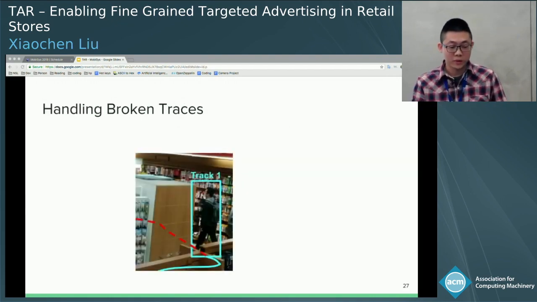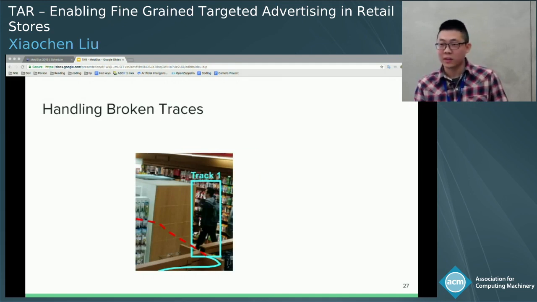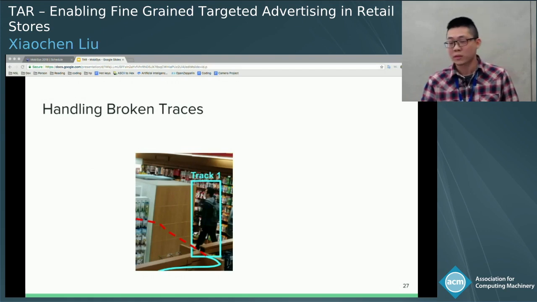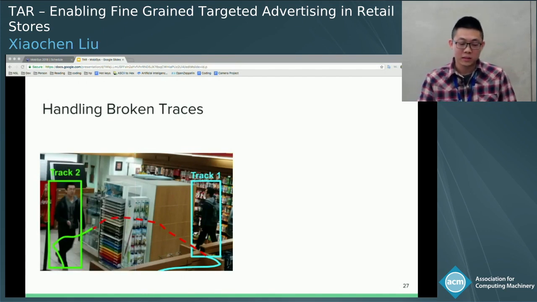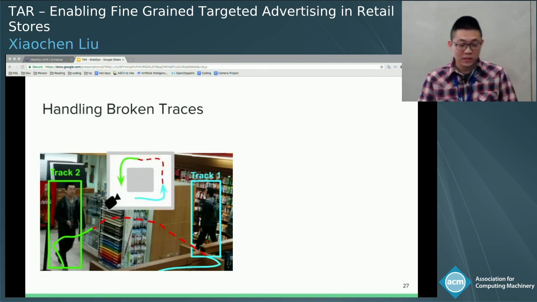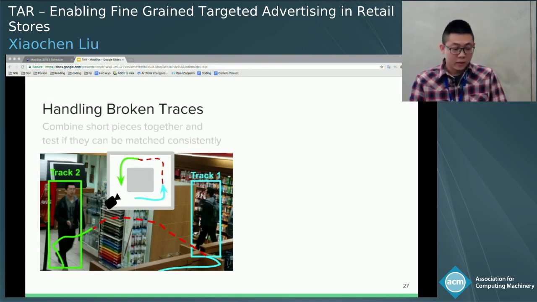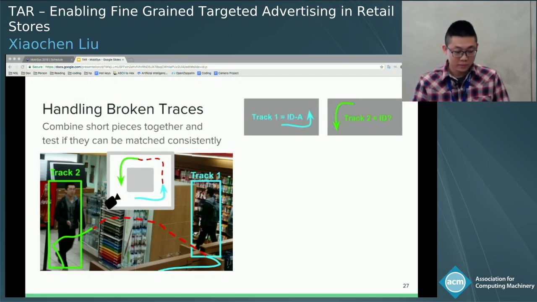For the broken trace, let's see an example. First, this guy is successfully identified as IDA, then his track is occluded. After a few seconds, his track appears again, but this time it's too short to be confidently identified. The red dotted line shows his walking trace during occlusion. Now we have trace 1 identified and trace 2 unknown.